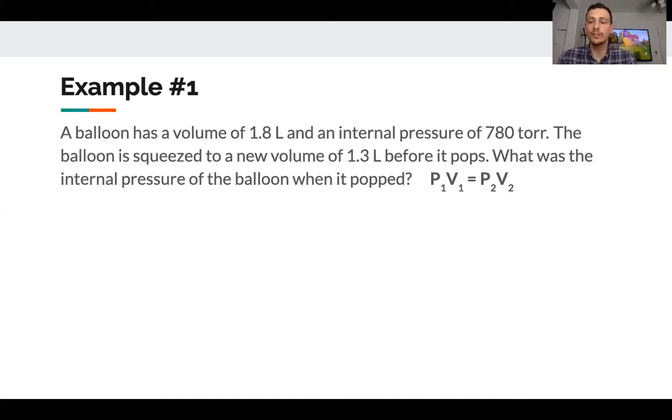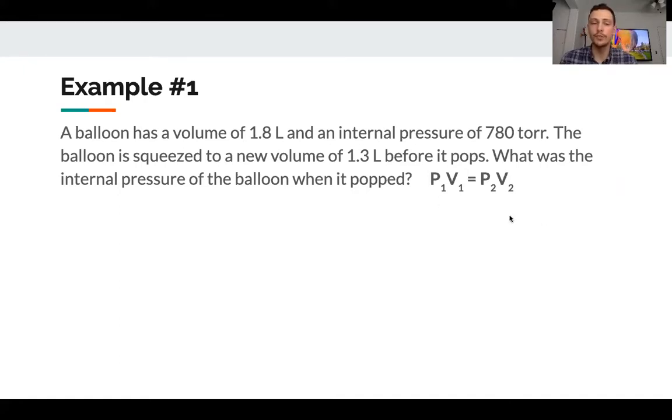The balloon is then squeezed, right? So if you squeeze a balloon, you're decreasing the volume. It's squeezed to a new volume of 1.3 liters before it pops. So once we get to 1.3 liters, it can't take the pressure anymore and it pops. We want to know what the internal pressure of that balloon was when it popped. And to do that, we would use this equation here.